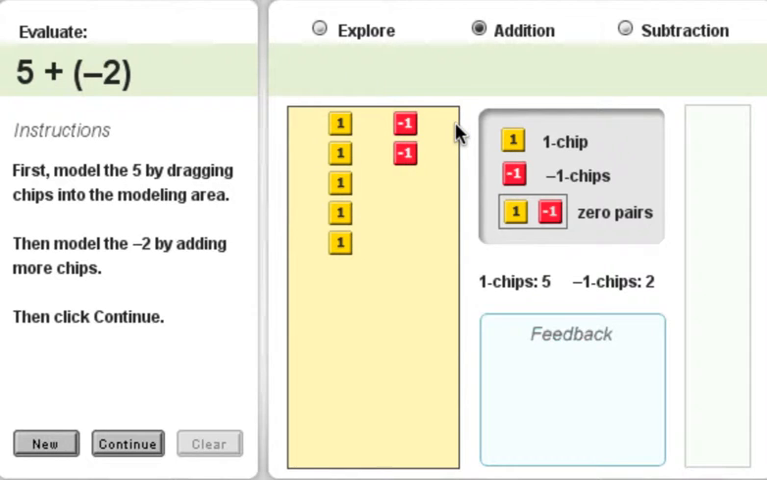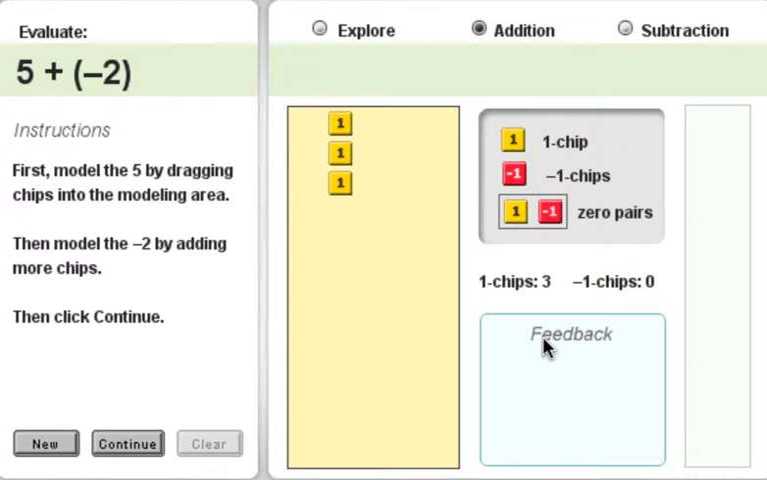Now in order to do the sum, we have to add them all together. So what happens when you add a positive 1 to a negative 1? They disappear. So we would add the positive ones to the negative ones, they disappear, and what do we have left? Right, so 5 plus negative 2 is equal to 3.